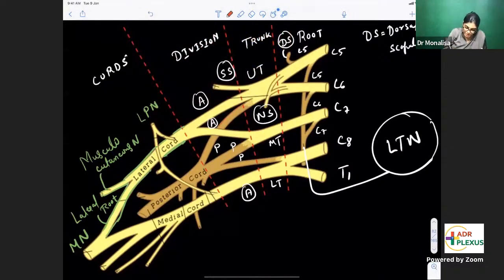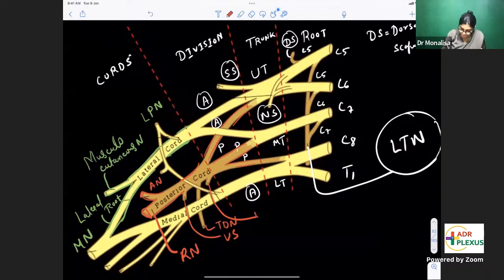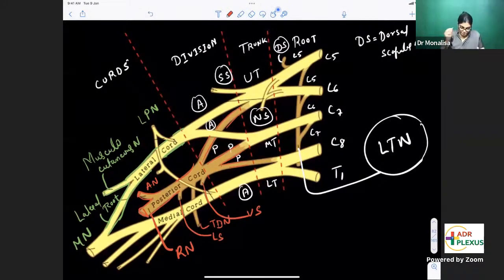Now let's move on to the next one, which is the posterior cord. The posterior cord is formed by the posterior divisions of all the three trunks, and here the posterior cord is giving the following branches: AN, axillary nerve, the biggest branch of the brachial plexus. This is RN, radial nerve, and this is US, and this is LS, and this is TDN. US is upper subscapular, LS is lower subscapular, and TDN means thoracodorsal nerve. So done with the posterior cord and its branches.